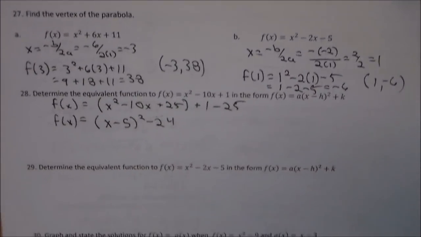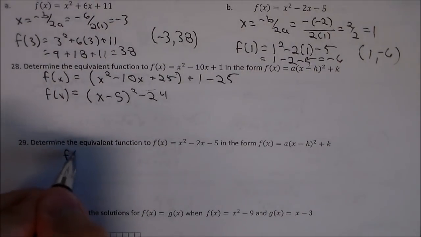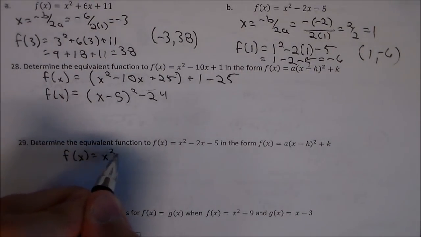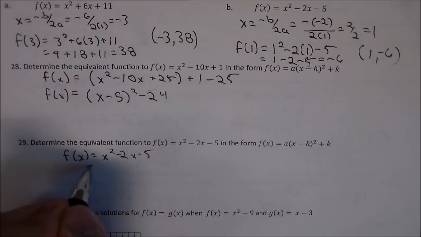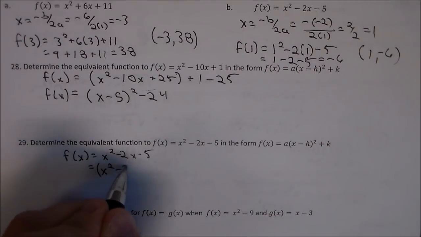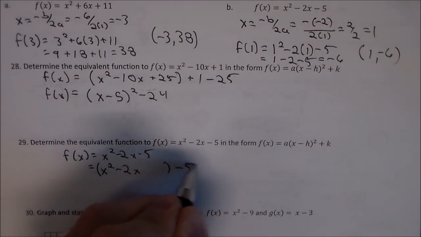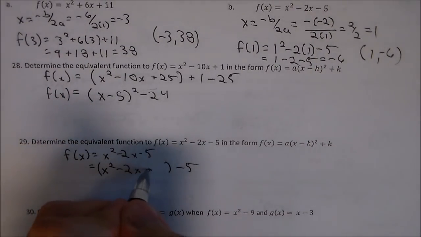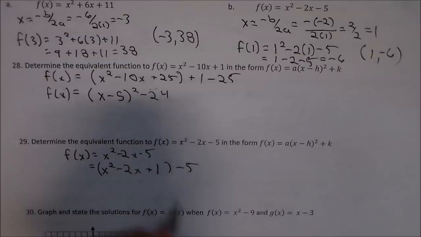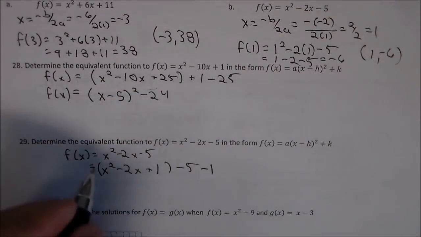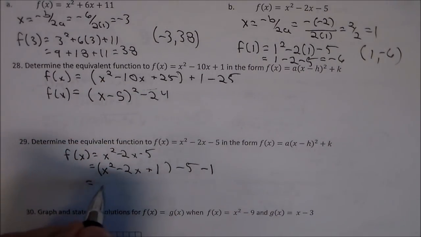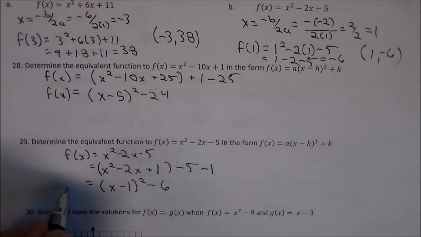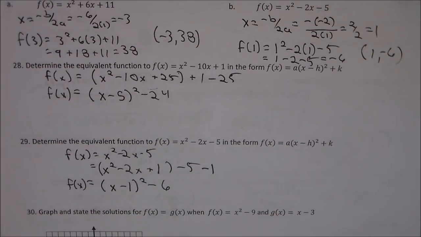We do the same thing again. We take f of x equals x squared minus 2x minus 5. We're going to go in parentheses x squared minus 2x, and then a minus 5. Half of negative 2 is negative 1. Squared is 1. We add that to the right side, so we subtract it to the right side, so it's equivalent. This factors to be x minus 1 quantity squared, minus 6 is our function in vertex form.